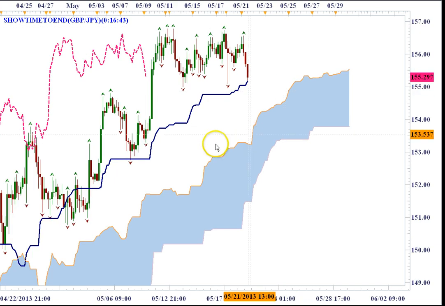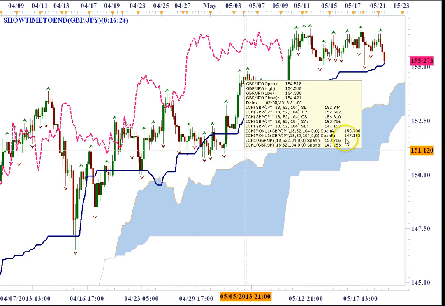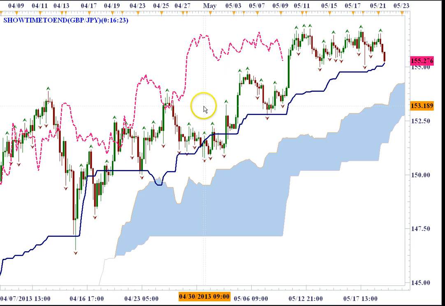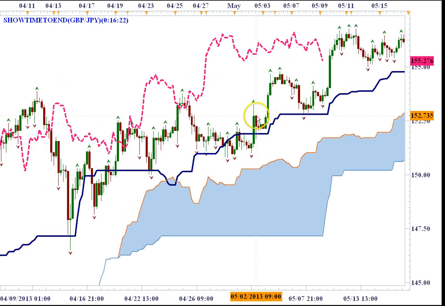Here's another pair. You could see this pair is all over the place right here, but you didn't get into any trades right here. Here's a bounce you would have lost right here, but see, you've got to filter with your Chikou span and see what Chikou span is telling you. So let's filter that and see what it tells us.